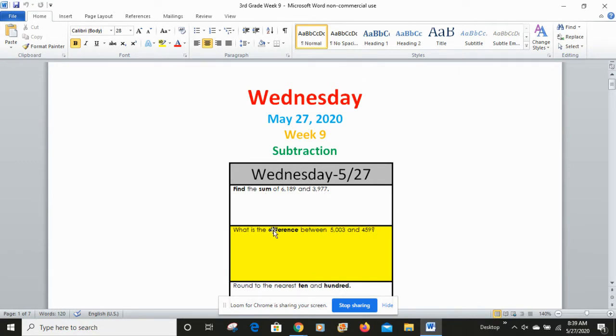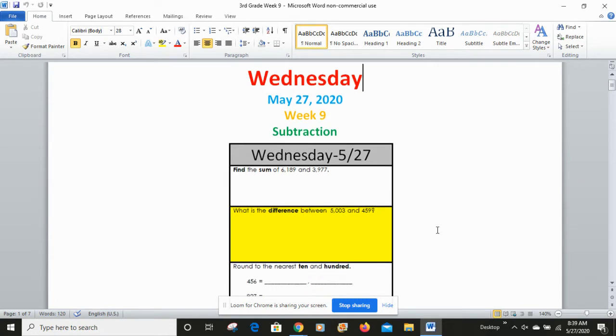So we've done a lot of subtraction, and remember, keeping our skills sharp and practicing so that these things stay with us and we get quicker and more accurate with what we're doing in some of these basic skills. So what is the difference between 5003 and 459?